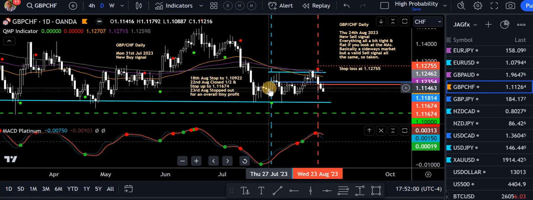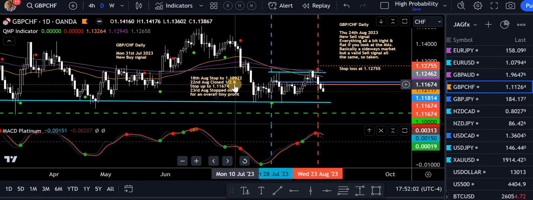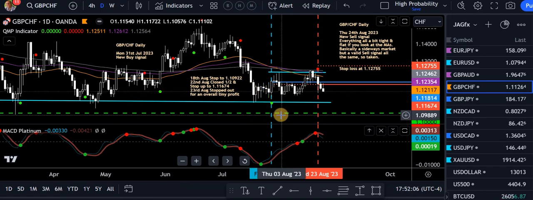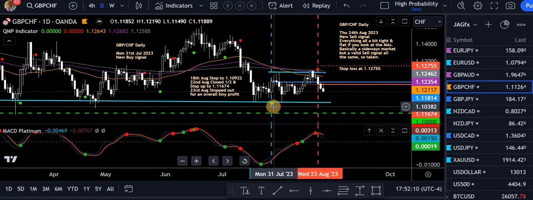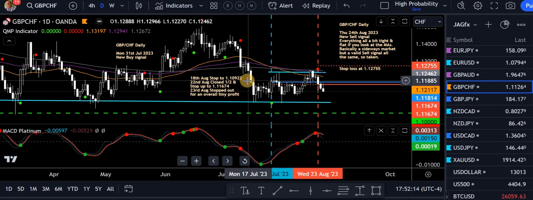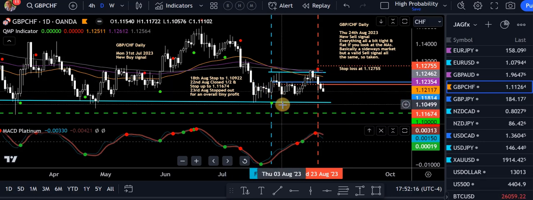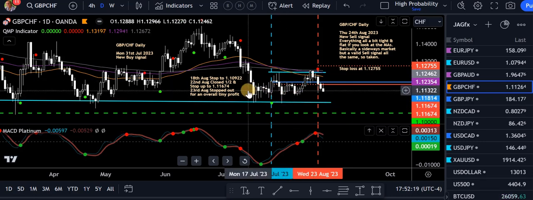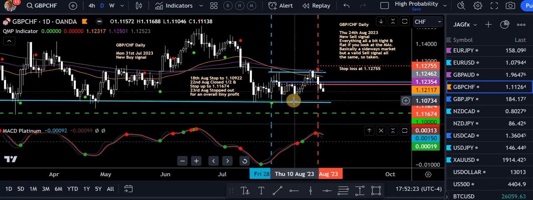Here's my trade management. Initially, I just moved my stop up. This initial stop would have been down below this low here, this big support level here. It would have been below there. And I've dragged it up initially, probably below that low, or maybe that low. Where did I bring it up? 18th of August. So let's have a look at the 18th of August.